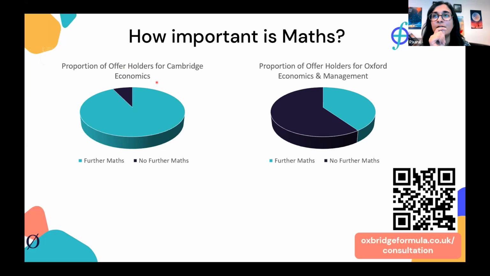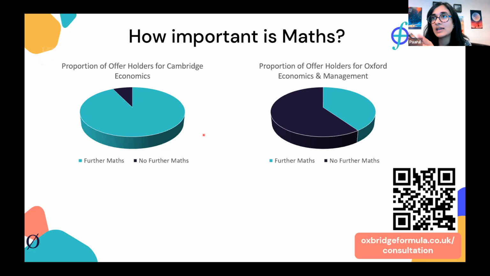And you can see that the vast majority of candidates do have further maths already. So if you want to test somebody's maths, then knowing that they do further maths isn't really enough, because most people do further maths. So they needed something harder in order to differentiate between candidates.